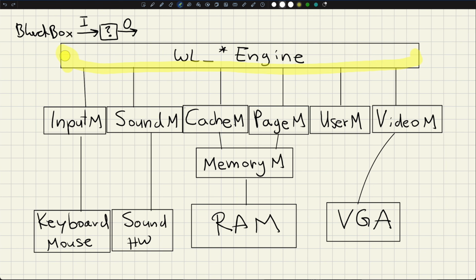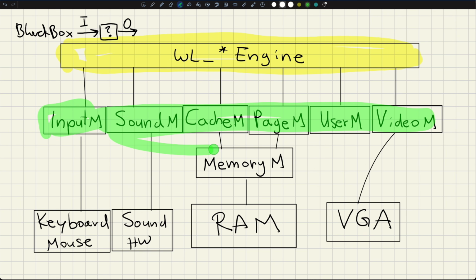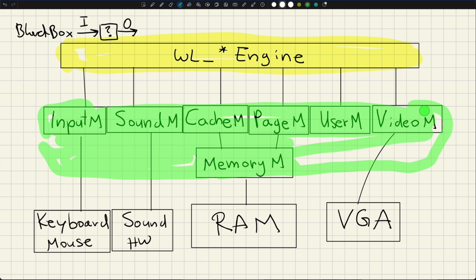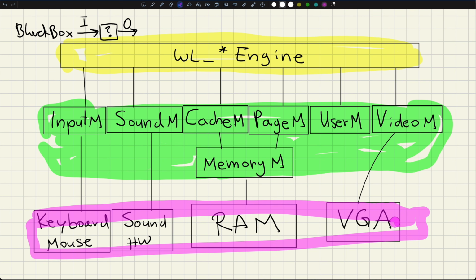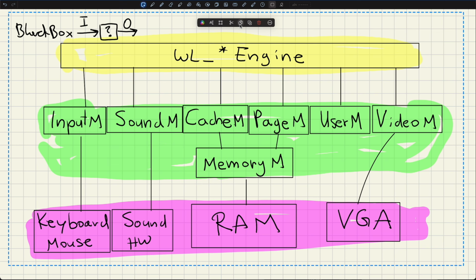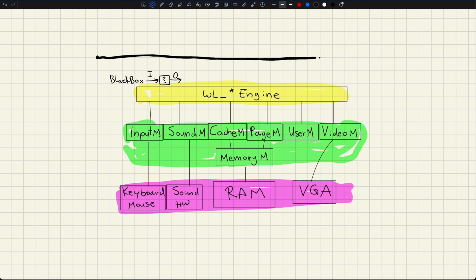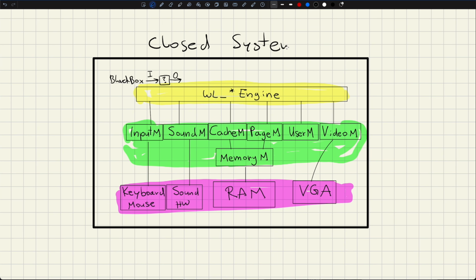We can also mark the layers in different colors, so yellow is the top game engine layer, the green is the id layer with all the managers, and then the hardware layer is in pink. You have to keep in mind that id Software followed this design decision very strictly. So at no point could a component from the top layer directly communicate with the hardware. Okay, now we can copy this and say, okay, this is a closed system. And now we can add some user input.